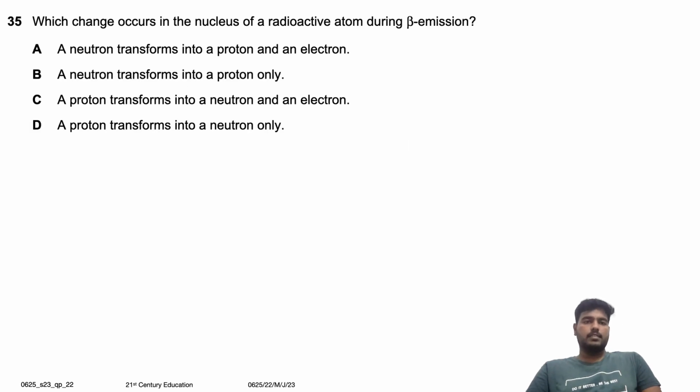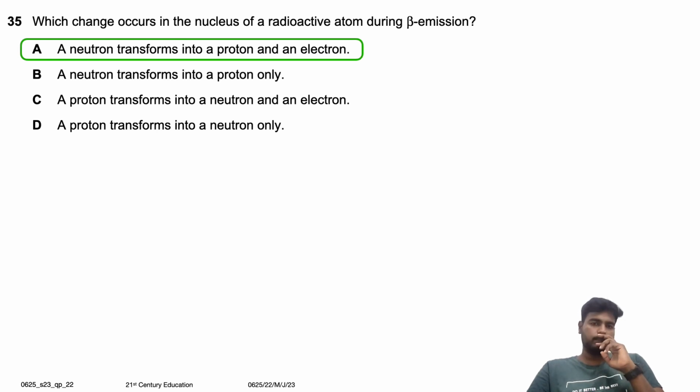Which change occurs in the nucleus of a radioactive atom during beta emission? So what happens in beta emission? A neutron transforms into a proton and an electron. So in beta decay, the proton number increases by 1 and the neutron number decreases by 1. Option A.